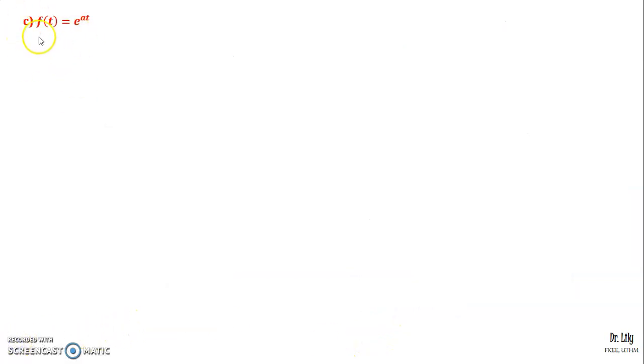So, now seterusnya kita pergi kepada example C. Bila FT is equal to eksponen AT, right? So, Laplace transform for eksponen AT sama juga dengan integral eksponen negatif ST multiply with eksponen AT. Okay, so eksponen negatif ST, eksponen AT sama juga dengan eksponen negatif ST tambahkan dengan AT. Okay, so kita simplifykan, permudahkan. So, kita dapat negatif S minus AT, alright? So, lepas tu kita boleh integrate macam biasa.